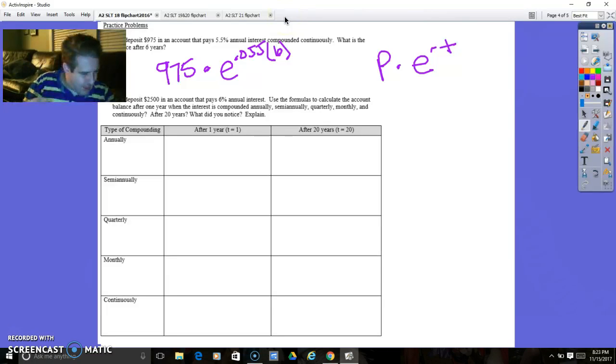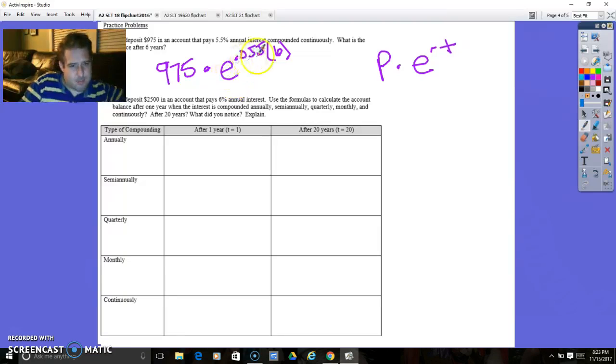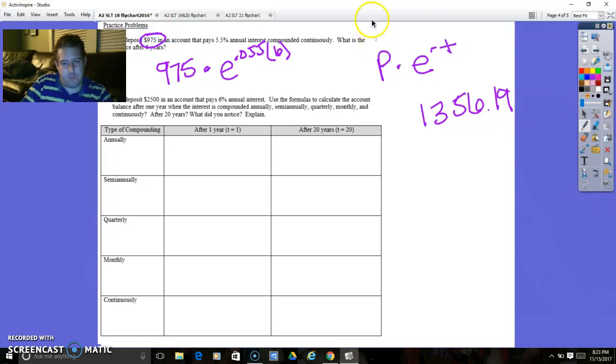So for E on your calculator, you press second, and then you'll notice it's on the ln for natural log. Okay, so E to the power of 0.055 times 6 in parentheses gave me about 1.39. I'm now going to multiply that number by 975, and that tells me the absolute most money you could possibly get with continuous growth is $1,356.19. That's not bad, because you start off with less than $1,000, so it looks like you've increased your money by almost $400.